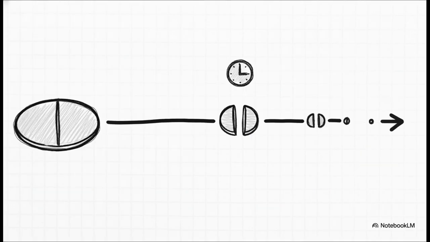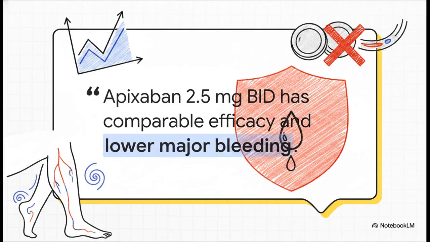When you do need to extend therapy beyond 6 months, you usually don't want to keep them on that full maintenance dose forever. The guidelines actually recommend specific dose reductions to keep the efficacy up while driving down long-term bleeding risks. Your options are apixaban 2.5 milligrams twice daily, apixaban 5 milligrams twice daily, or rivaroxaban 10 milligrams once daily. Note that dabigatran has no tested dose reduction for this phase, and edoxaban hasn't even been rigorously tested for extended treatment at all.